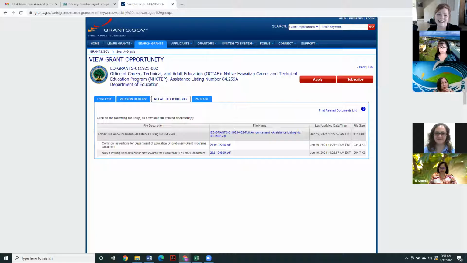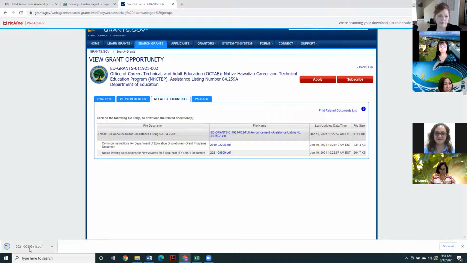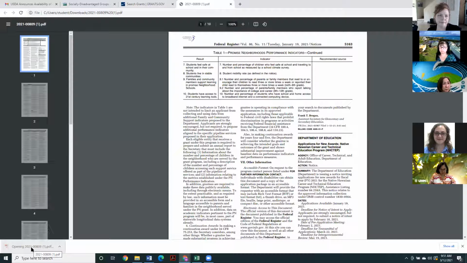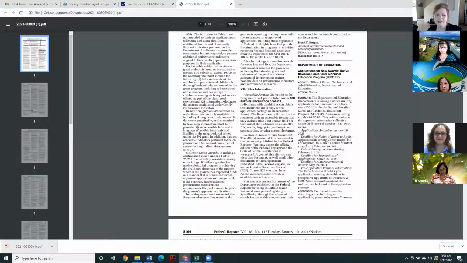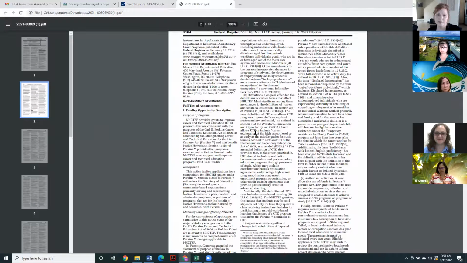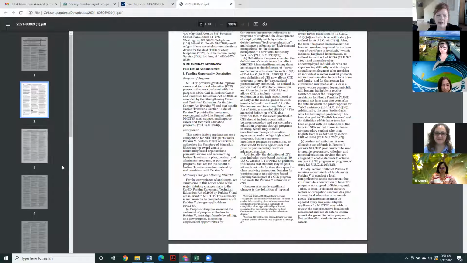Everybody says NIA. So if you hear an NIA, it is notice inviting applications for new awards. So this is what's actually published in the Federal Register. So we can look at that, and it's pretty small font and several columns, but this is published in the Federal Register about the application. So you need to read through this and know this.